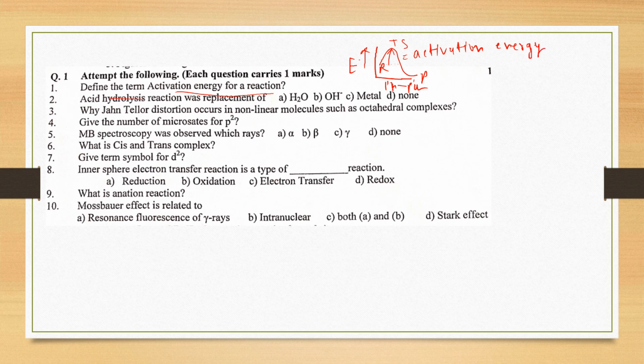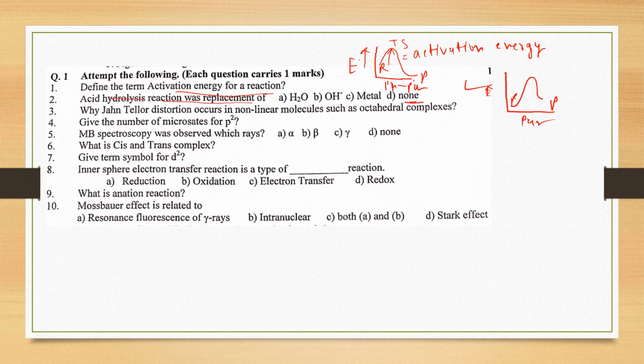Okay, this is the exothermic. In case of exothermic, the energy of reactant is higher than product, but in case of endothermic, the energy of reactant is less than product. This is product, this is reactant. So this is the difference between exothermic and endothermic reaction. Acid hydrolysis reaction was a replacement of the repeated question.